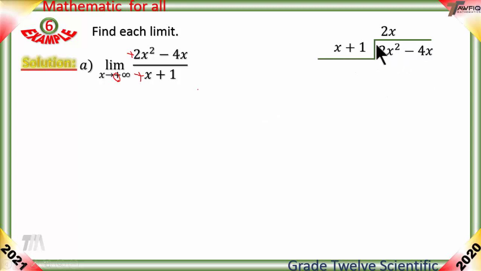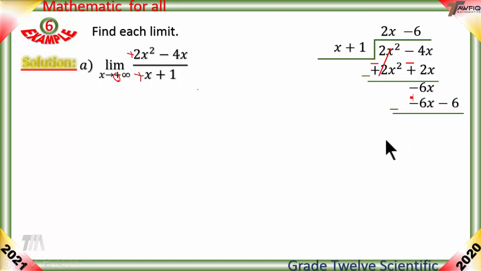2x squared divided by x is 2x. 2x times x is 2x squared, and 2x times 1 is plus 2x. And subtraction, 2x squared minus 2x squared is cancelling, and then minus 4x minus 2x is equal minus 6x. And now minus 6x divided by x becomes minus 6. And minus 6 times x plus 1 is equal minus 6 minus 6. And now by subtraction, the answer is plus 6.